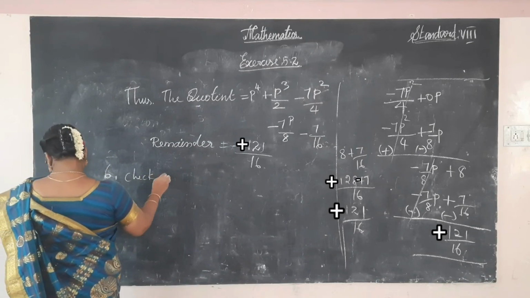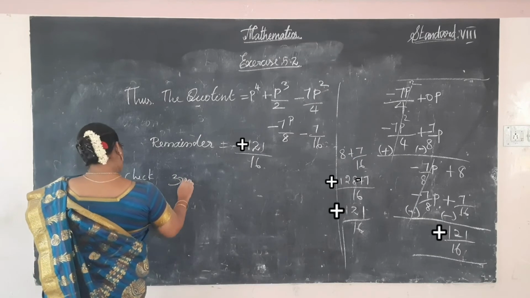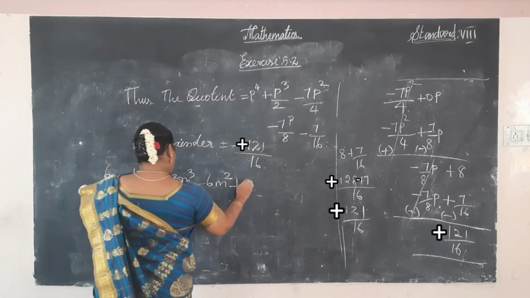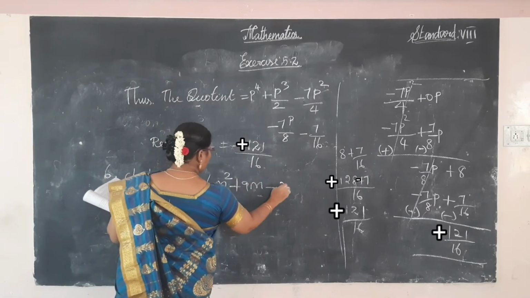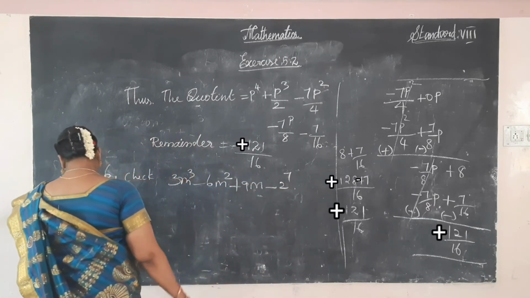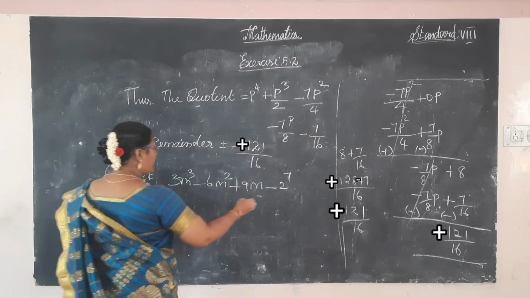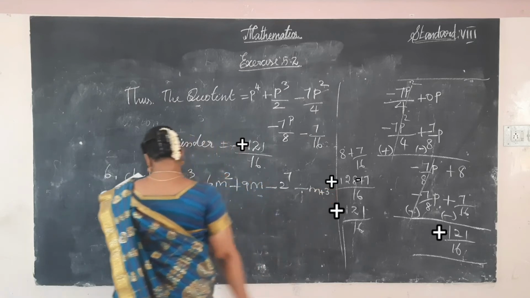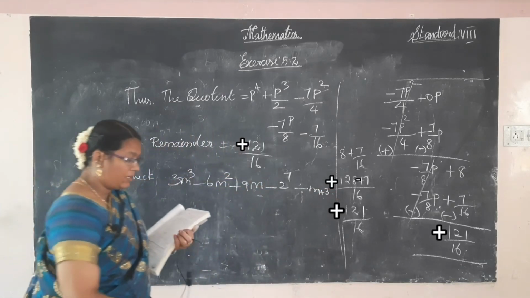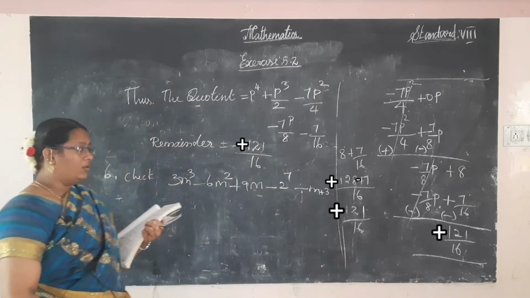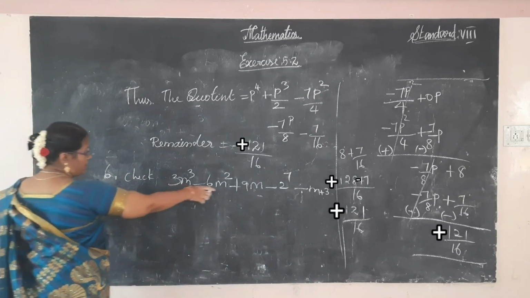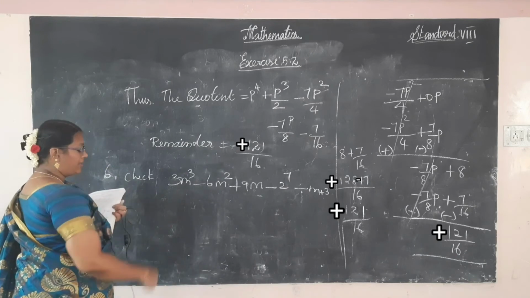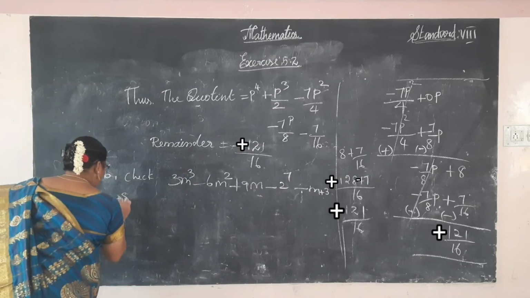Check whether 3m power 3 minus 6m square plus 9m minus 2 power 7 is exactly divisible by m plus 3 or not. Exactly divisible means we get the remainder 0. Check whether the given algebraic expression is exactly divisible or not by that factor. Solution.